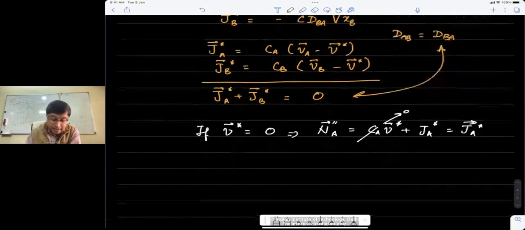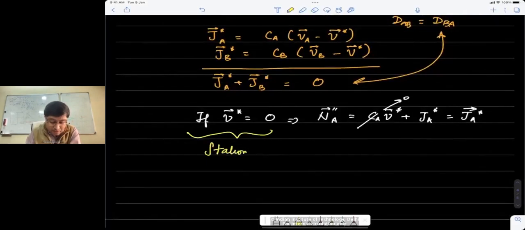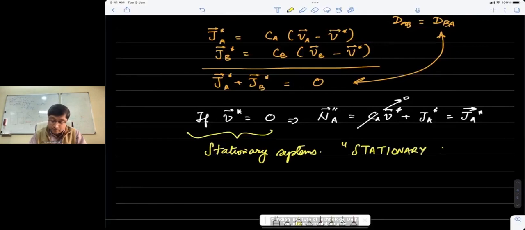These scenarios where V_A star or V star is 0 are called stationary mediums or stationary systems. And the approximation is also called the stationary medium approximation. And we'll see how this approximation can be applied in some of our problems.